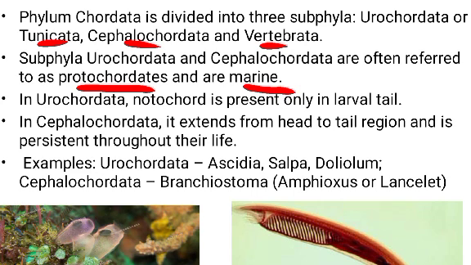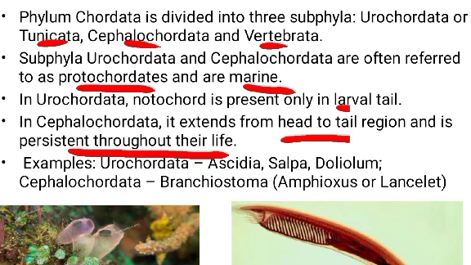How do we differentiate Urochordata and Cephalochordata? In Urochordata, the notochord is present only in the larval tail region. In the adult it is not there. In Cephalochordata, the notochord is present from head to tail and persists throughout their life. But in Urochordata, it is present only in the larval stage and in the larval tail. Thus these two are differentiated.